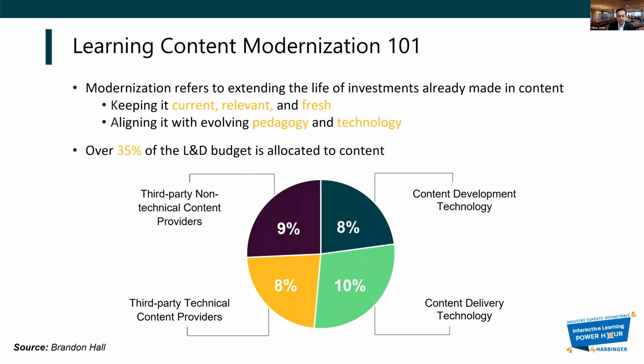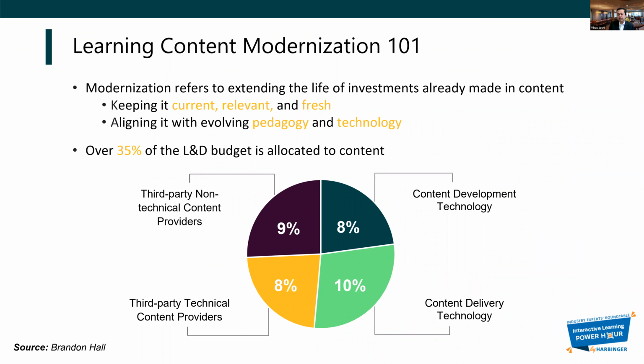But then there's also the content development technology. So here you're talking about learning content management systems, authoring and content development tools like Articulate, Captivate, dominKnow, Raptivity, and so on. And then content delivery technology, which is where you have learning management systems and so on. So this is the total picture. And therefore, modernization becomes important because you have invested so much money in it and you want to get the most out of it.